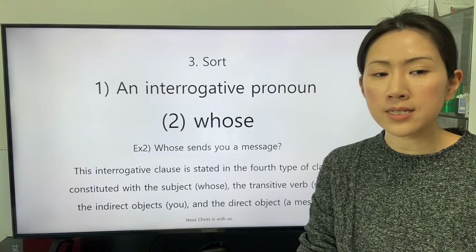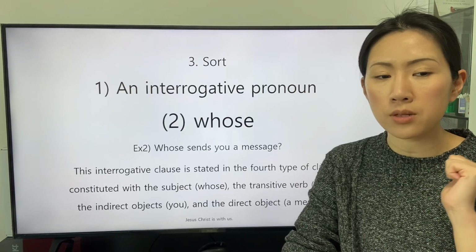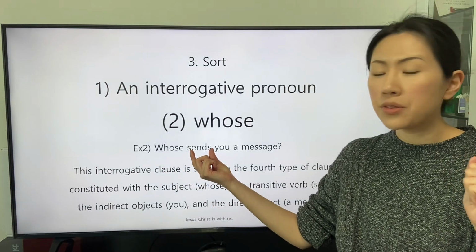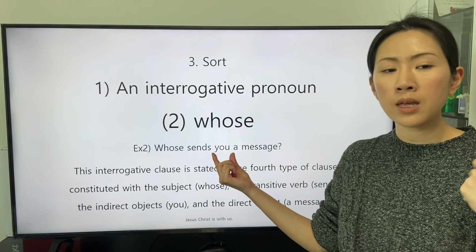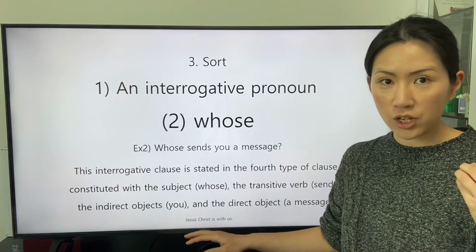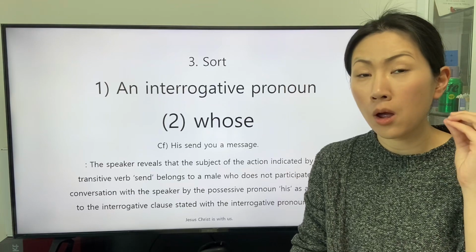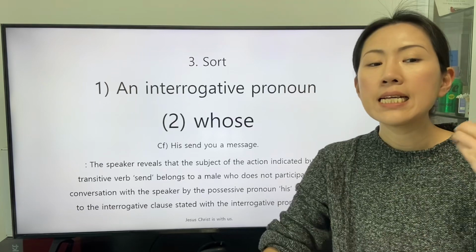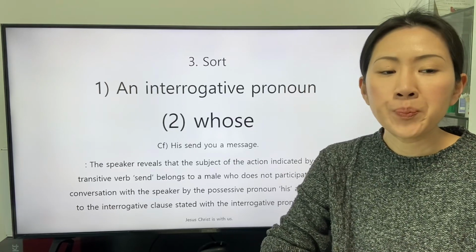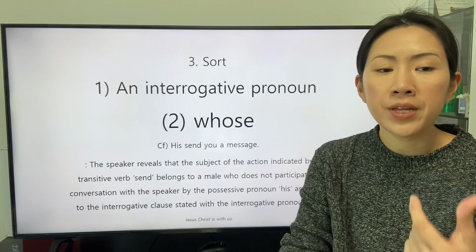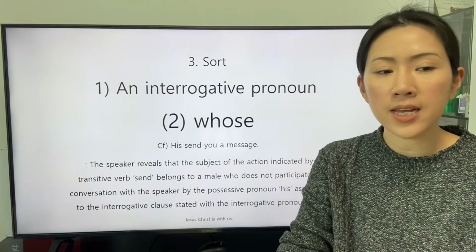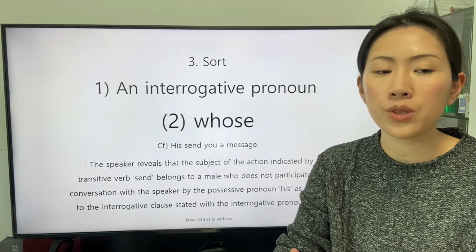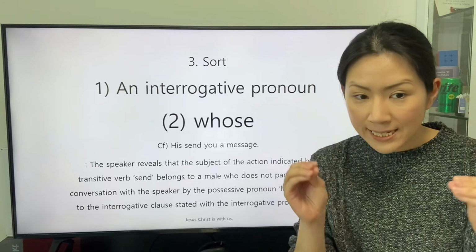This interrogative clause is stated in the first type of clause constituted with the subject, whose, the transitive verb send, the indirect object you, and the direct object a message. One of the responses is stated in the sentence: His sends you a message. The speaker reveals that the subject of the action indicated by the transitive verb send belongs to a male who does not participate in the conversation with the speaker by the possessive pronoun his.